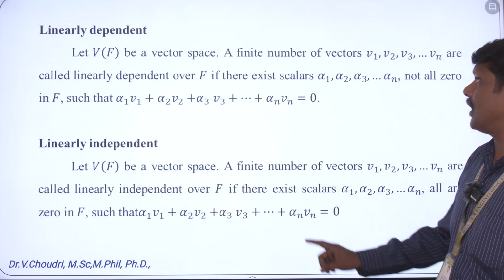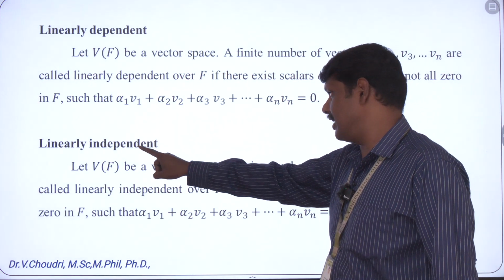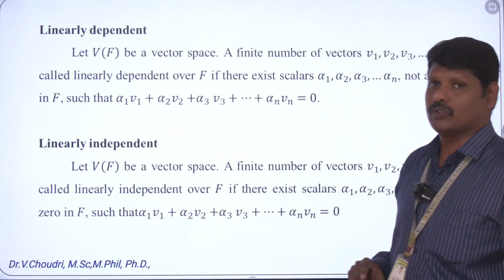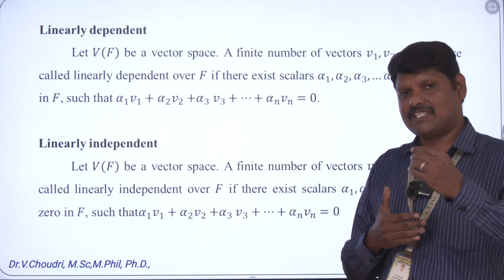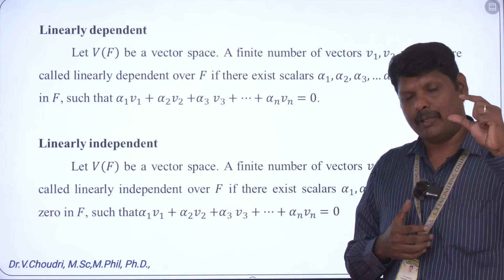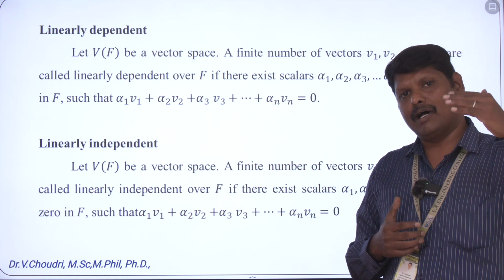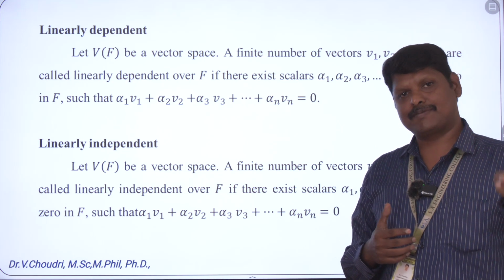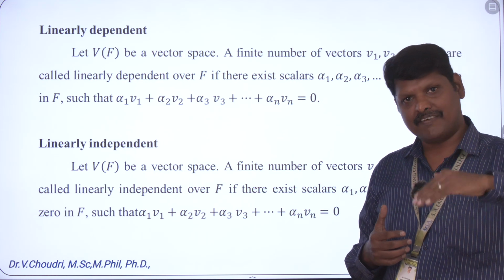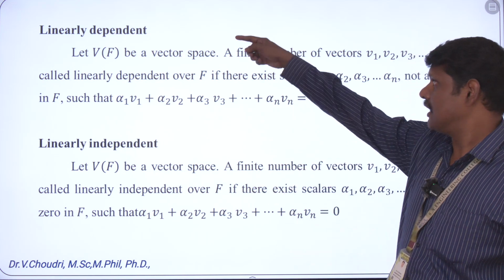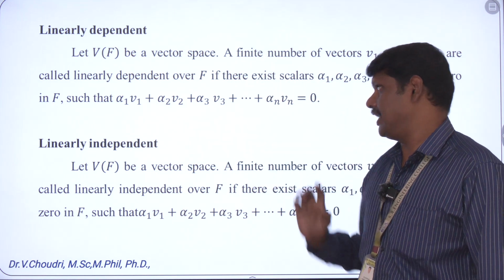Now we come to what is linearly independent and what is linearly dependent. In this linear algebra, first we have seen the basis. The basis definition, especially the subset and vector space, is over. Now we come to the definition for linearly dependent and independent.